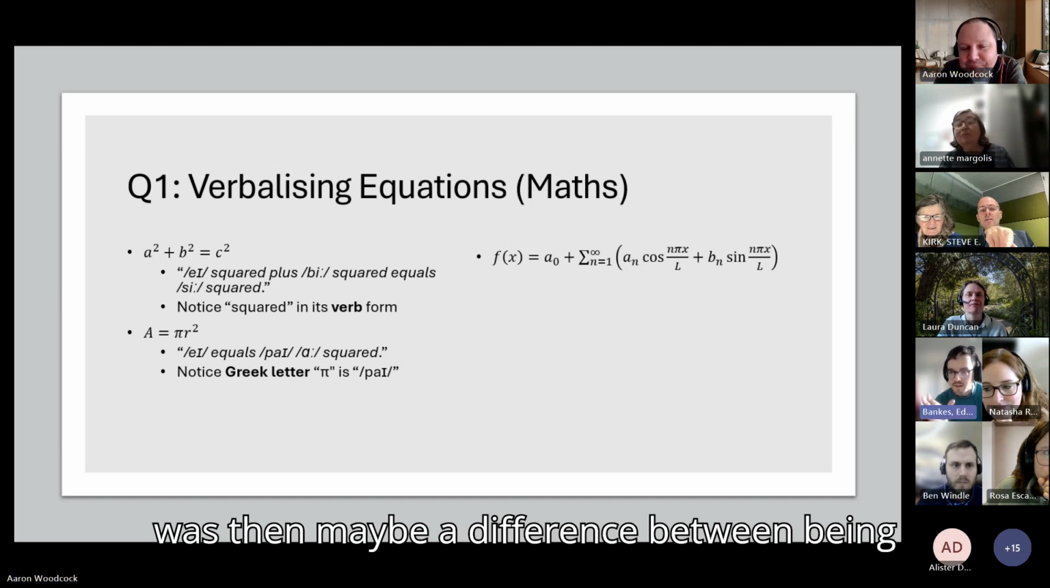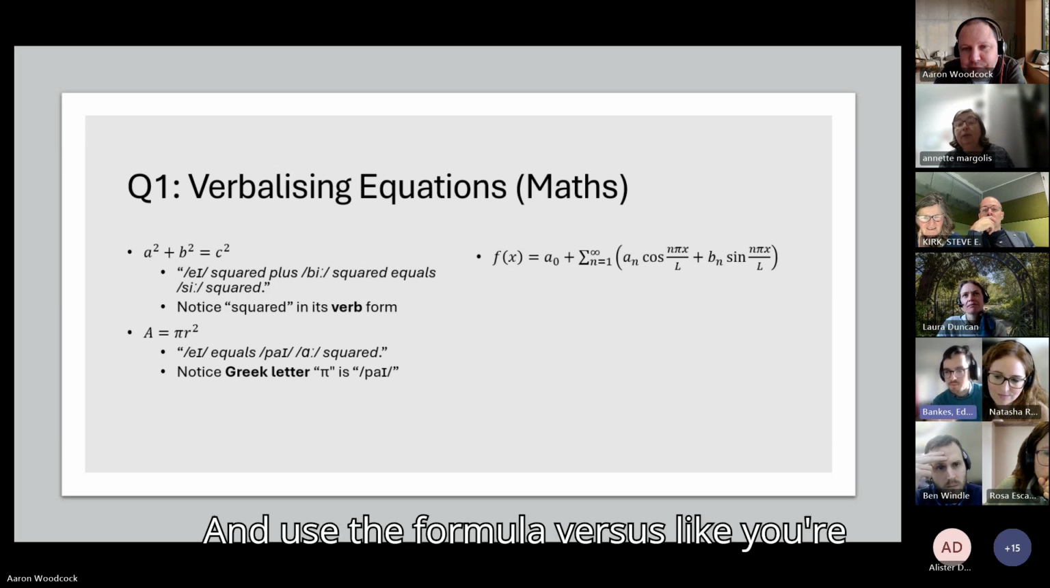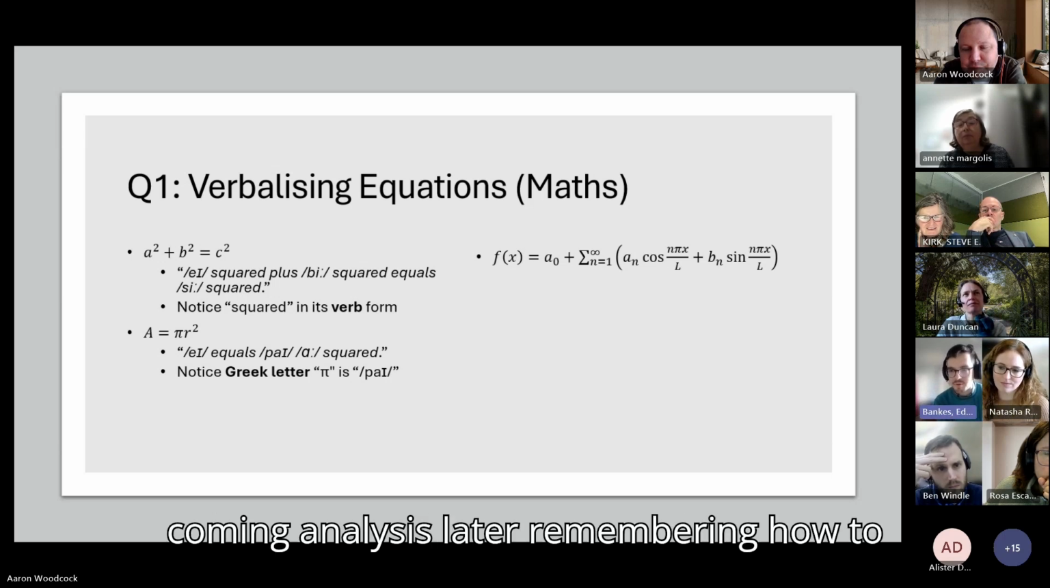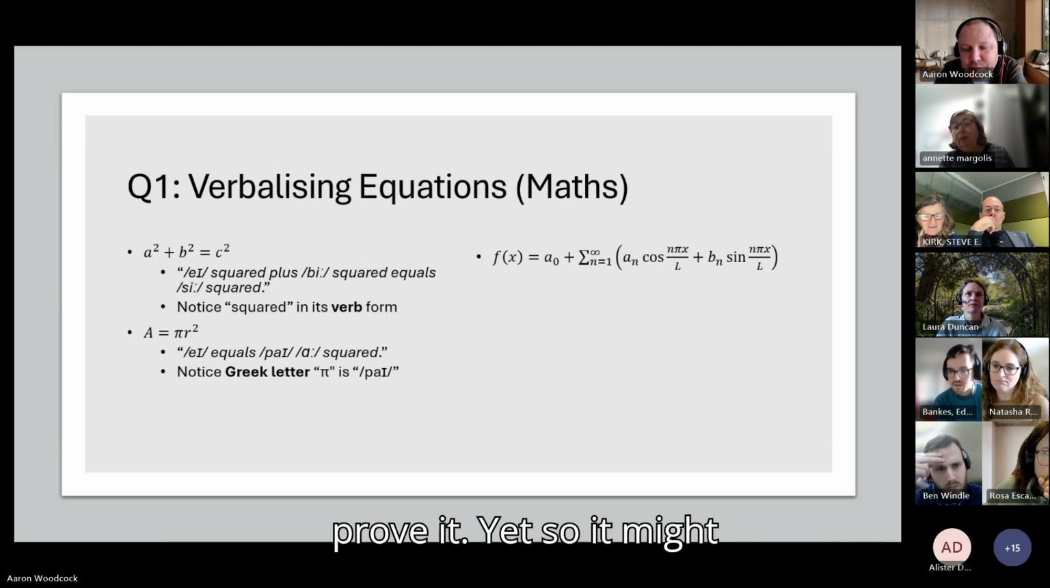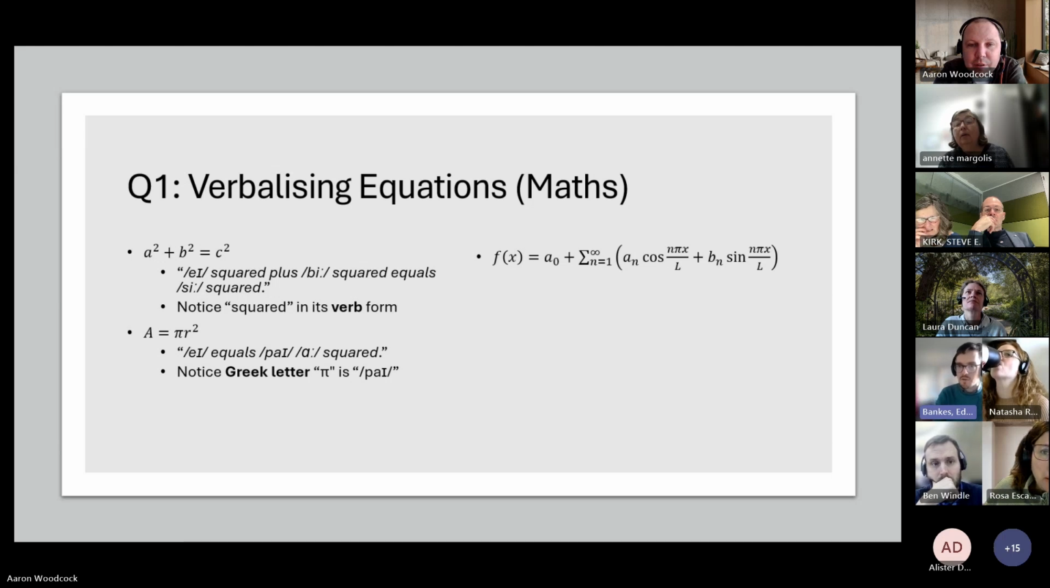I was thinking, obviously, there may be a difference between being able to plug it in and use the formula versus it becoming analysis later on and being able to prove it. Yeah, so it might come at multiple stages as well.